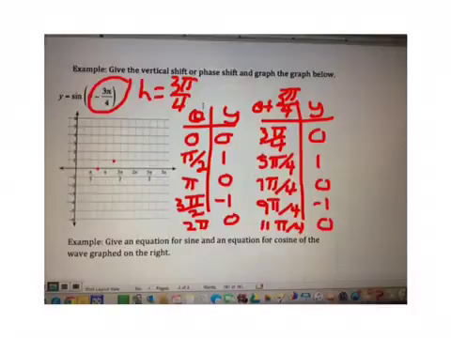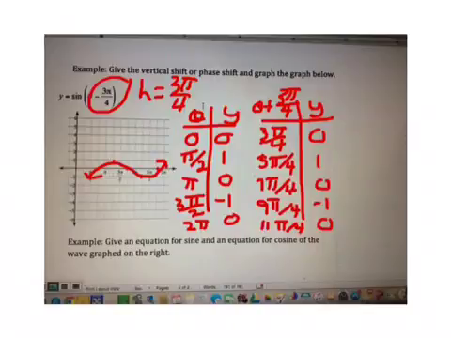7 pi over 4 is just shy of 2 pi, because that would be 8 pi over 4. So now we're back to 0. And 9 pi over 4 is 45 degrees beyond 360, so that would be right here. And then 11 pi over 4, we're back to 0 again, so right here. And then you can draw your, okay, this is going to be ugly. Ooh, better than I thought it was going to go.